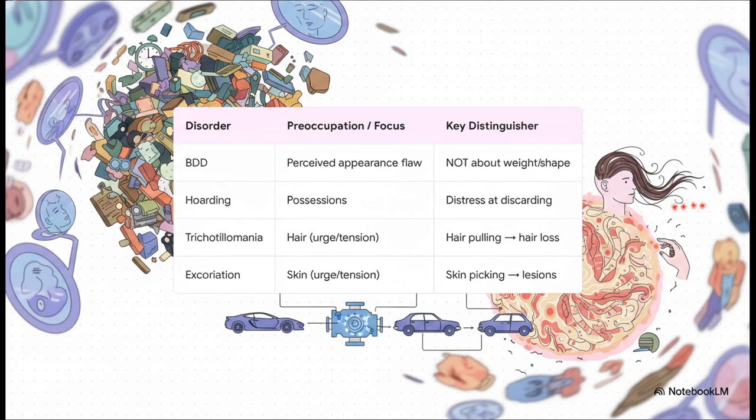Because, and this is the really cool part, check out this table. The other related disorders, they use the exact same structure. It's just a different focus. So for body dysmorphic disorder, the obsession is a perceived flaw in appearance. For hoarding, it's about possessions. For trichotillomania and excoriation, it's this repetitive behavior, pulling hair or picking skin in response to this intense urge. It's like they all have the same engine, they're just different models of car.